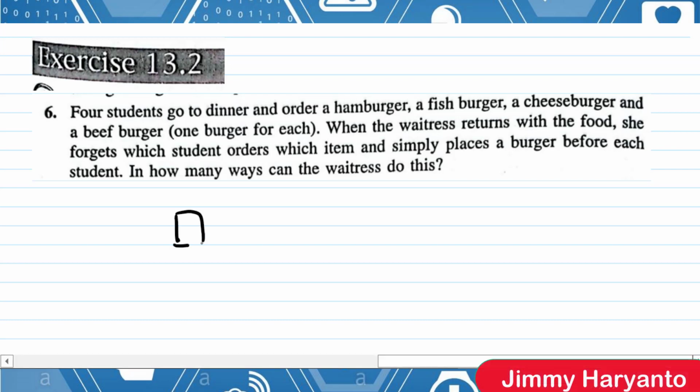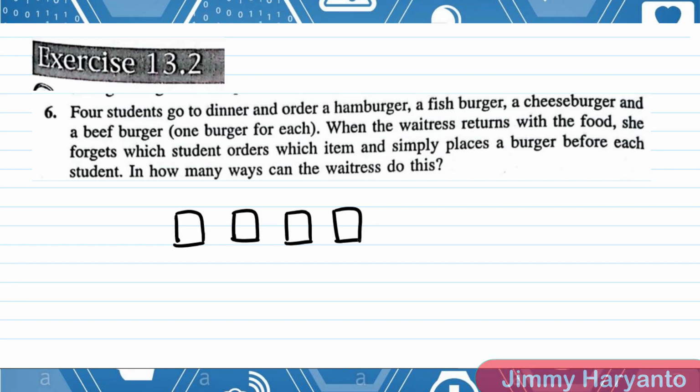Yeah, so we have 4 students, right? 4 students. The first student, the second student, the third student, the fourth student. So for the first student, it can be hamburger, fish burger, cheeseburger, and beef burger. Yeah, it can be 4. And then for the next one, only 3, only 2, only 1. Yeah, so the answer is 24 ways.